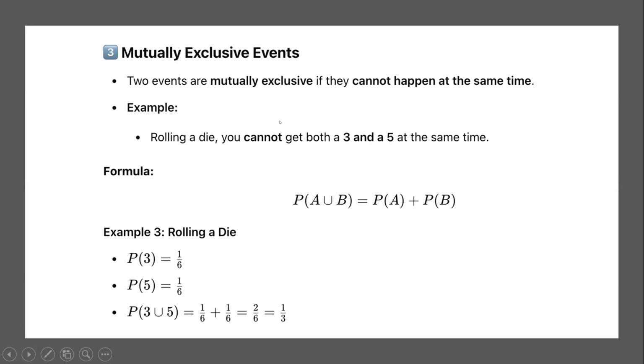Two events are mutually exclusive if they cannot happen at the same time. Rolling a die, you cannot get both 3 and 5 at the same time because it's one piece, so you will roll 3 first and then 5. What is the probability of getting these two together? We represent mutually exclusive events as P(A ∪ B).